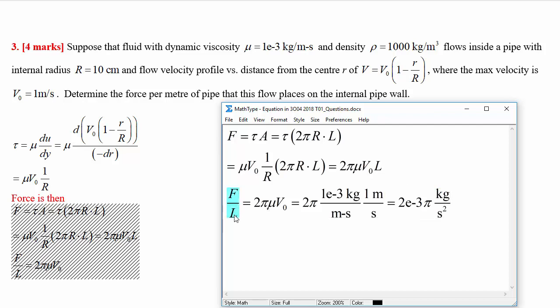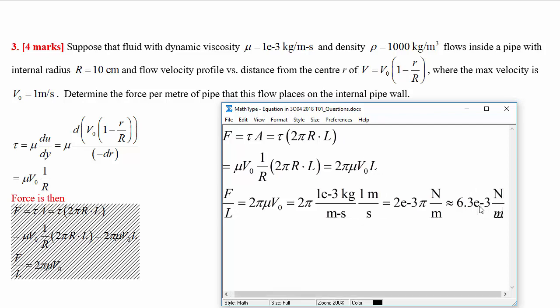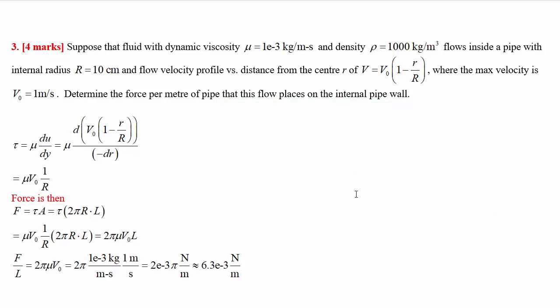We wanted a force per distance, force per meter. So force is Newton, so this is newtons per meter is what we were looking for, and Newton is a kilogram meter per second squared. So, aha, you could rewrite this as a Newton per meter. Same thing. So there we go, 2e-3 pi newtons per meter, or approximately, using 3.14, 6.28, let's say 6.3e-3 newtons per meter. So it doesn't sound like very much force, and it's not. It's a very small amount of force that this flow rate with this kind of a velocity profile would be putting on a pipe over just 1 meter.